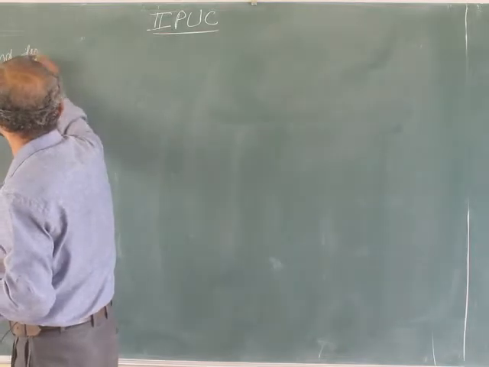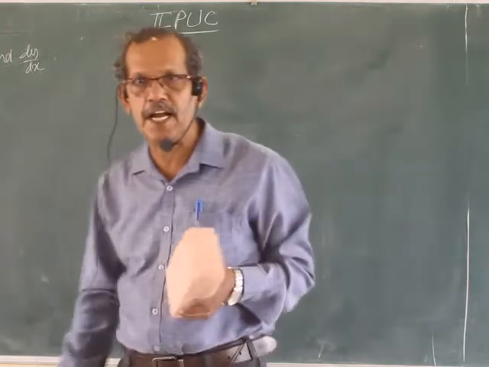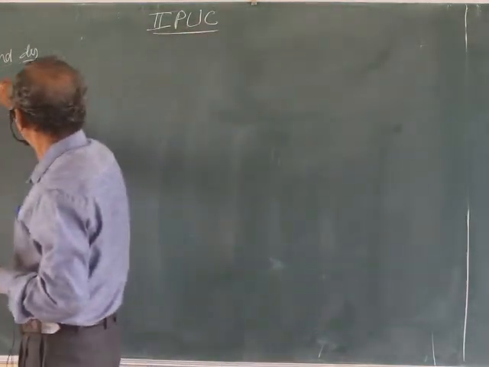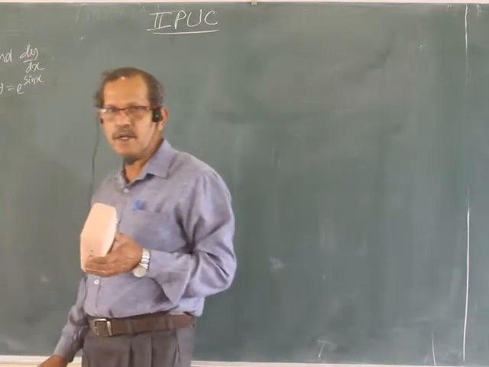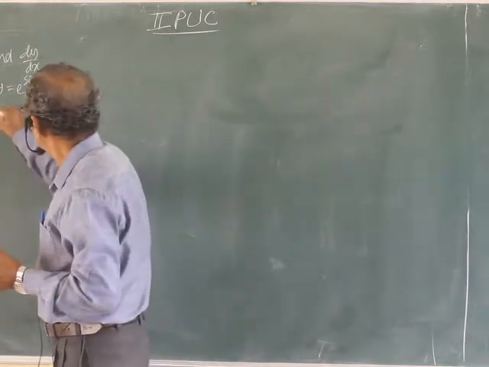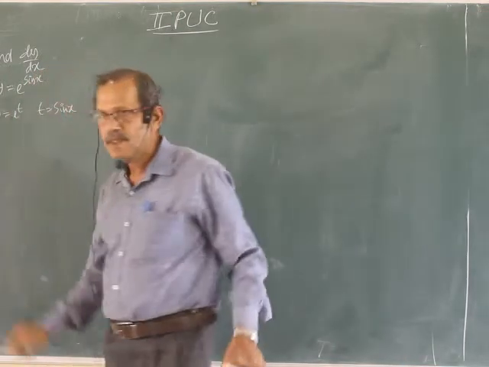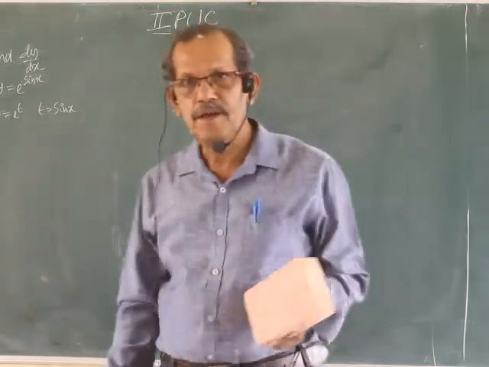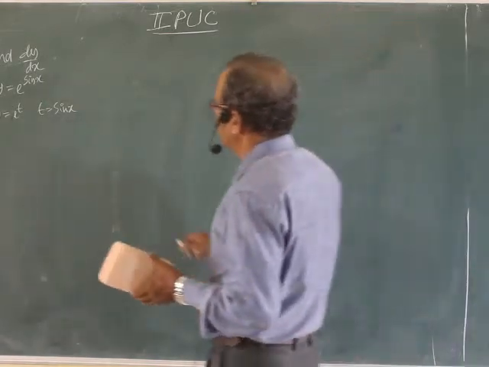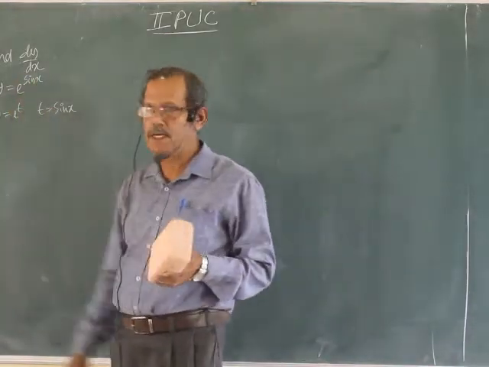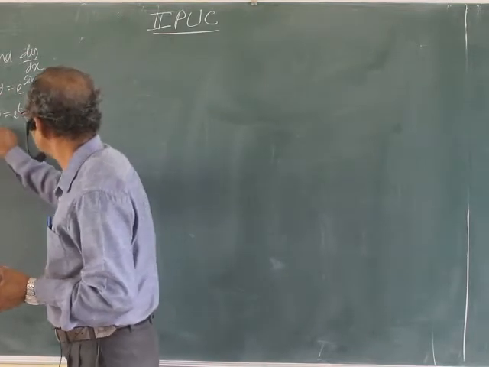Find dy by dx. Y equal to, let me start with this one once again, e to the power sin x. Y equal to e to the power t, t equal to sin x. Repetition actually. If you take more and more examples, then only the idea will be clear. Chain rule problem, but it is e to the power t, where t equal to sin x.